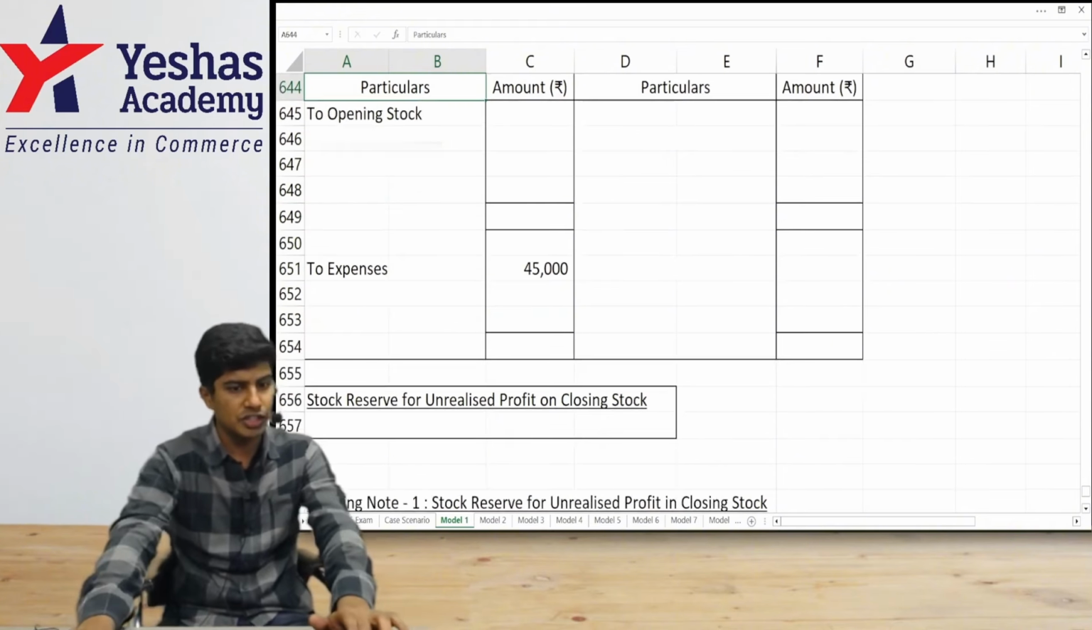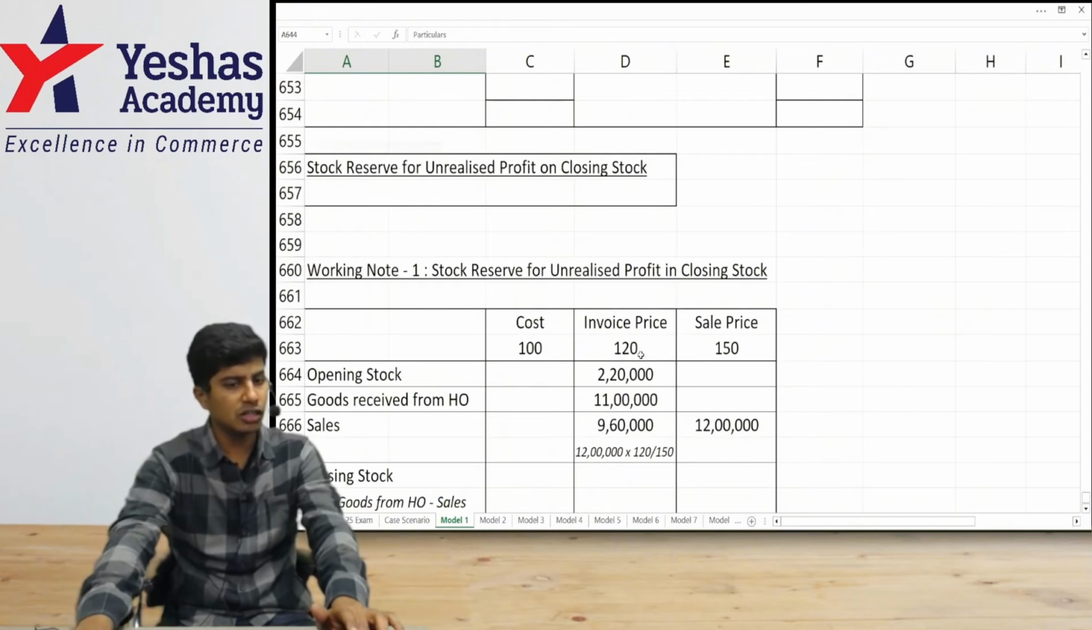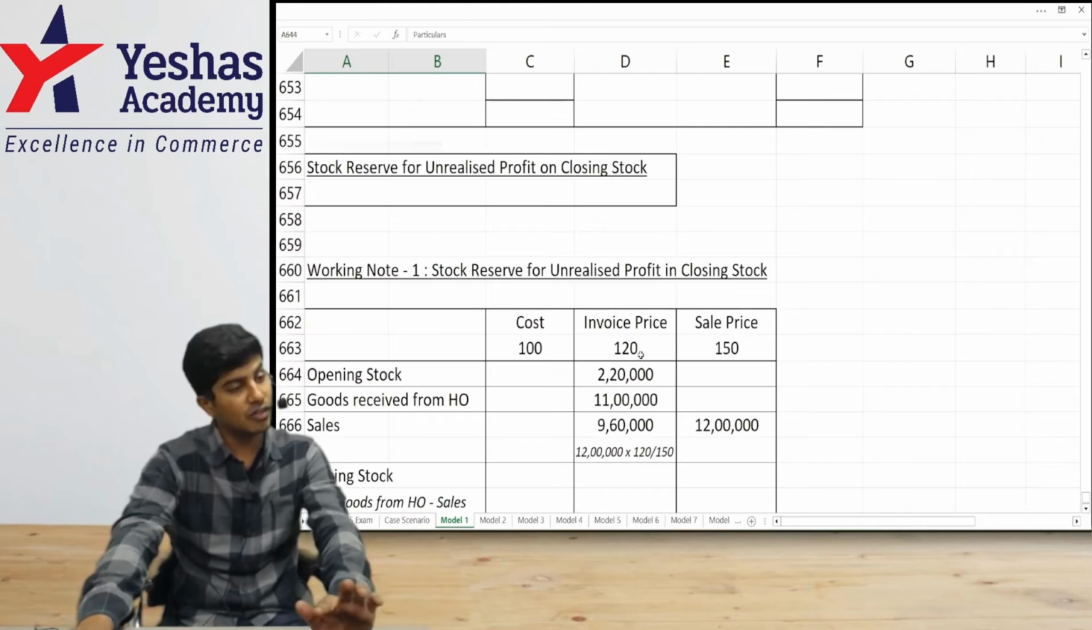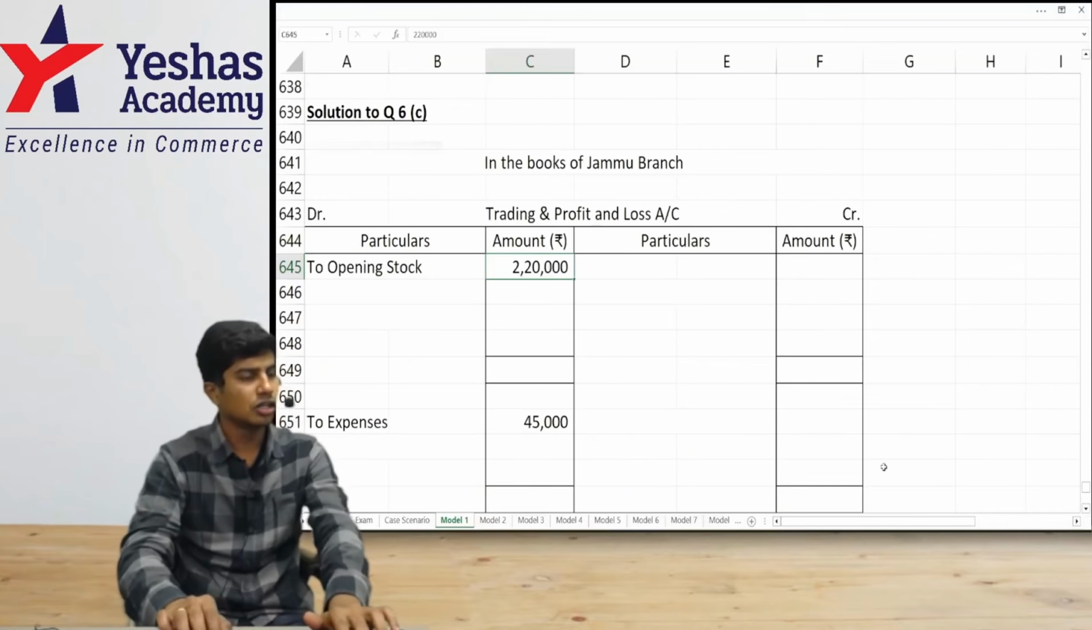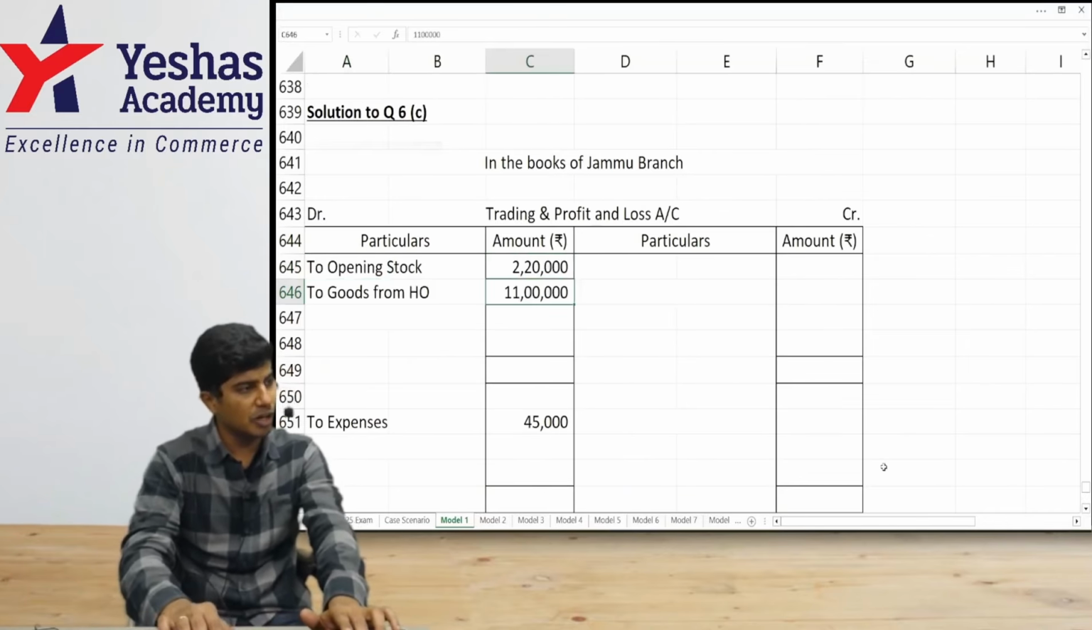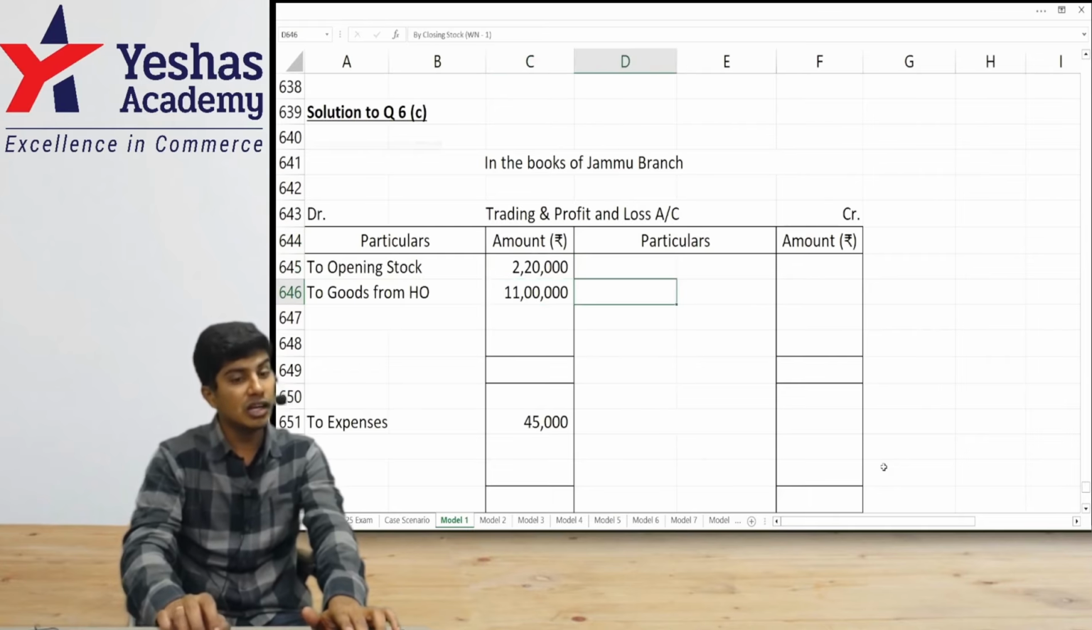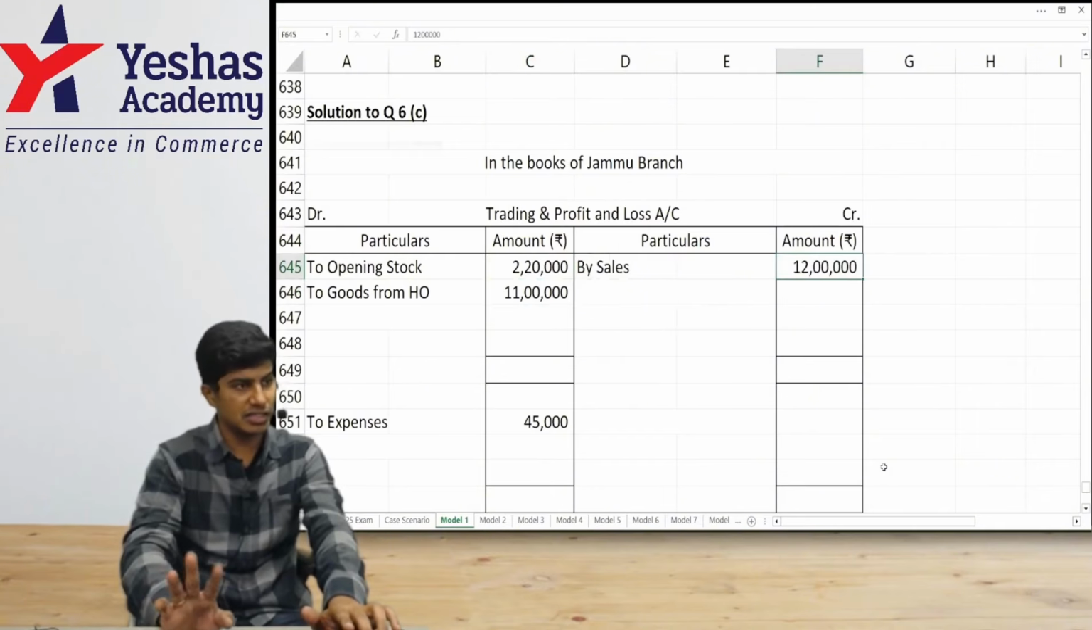Opening stock, we know how much. Opening stock 2 lakh 20. Goods received from head office 11 lakh. Sales 12 lakh is sale price. See, I know opening stock 2 lakh 20. Goods received from head office 11 lakh. These two are at what price? Invoice price. Sales will be at sale price.